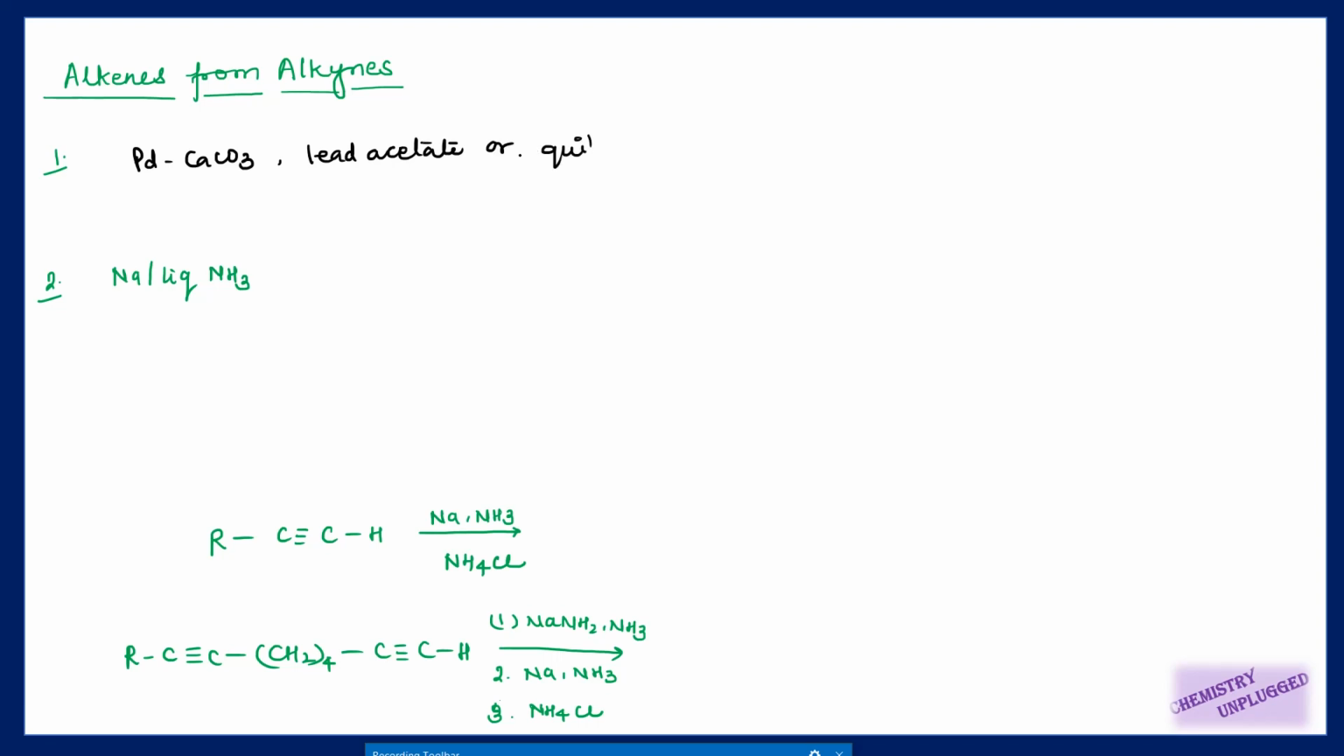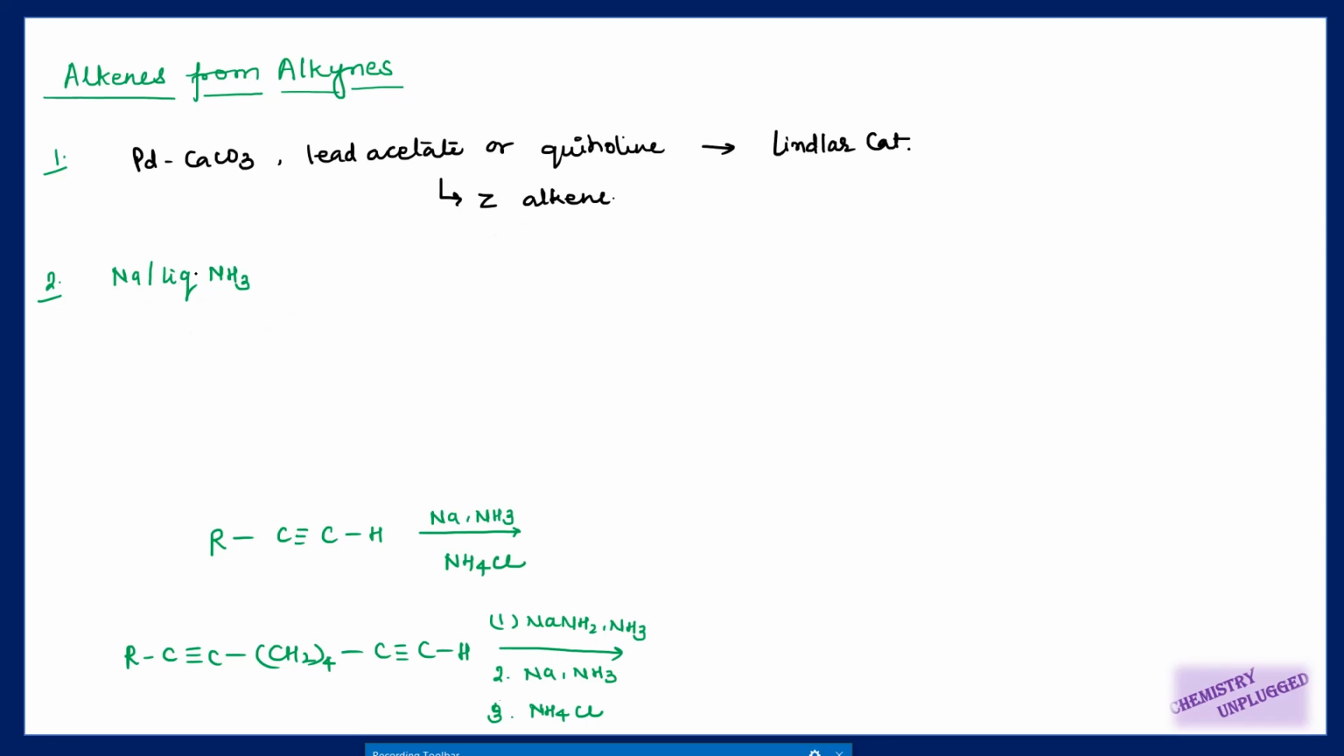These two are basically used as a poison. Poison means they decrease the rate of reaction. To slow down the reaction rate, lead acetate or quinoline is used, right? So this catalyst is known as Lindlar catalyst, and we know that this will give us Z alkene. This is a very common and famous type of example.